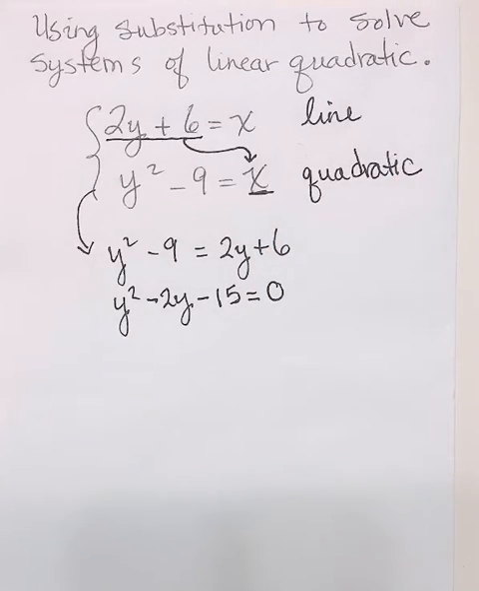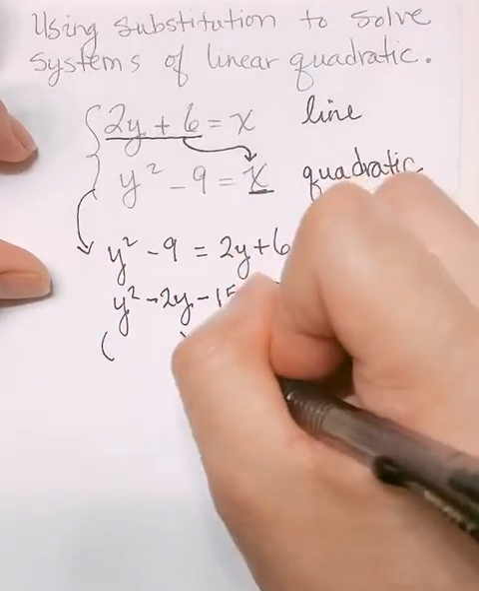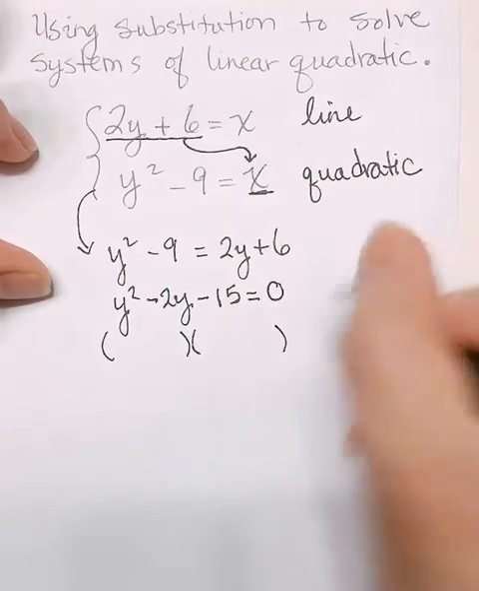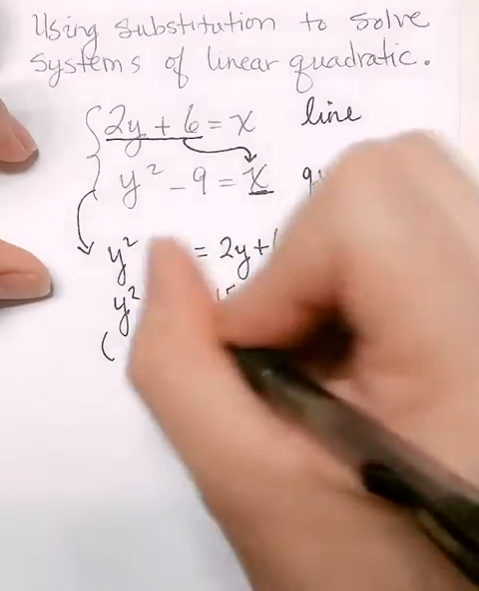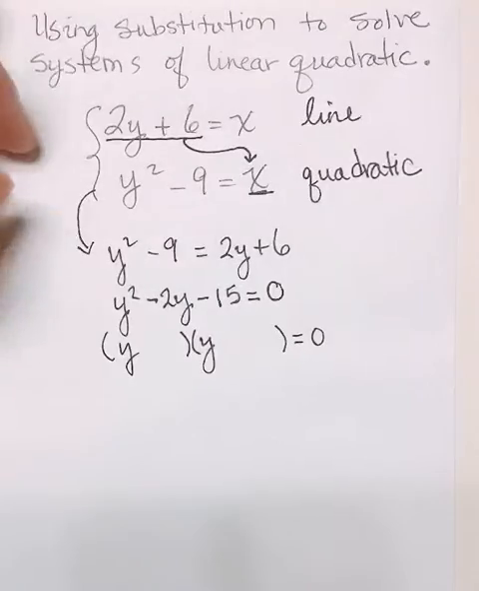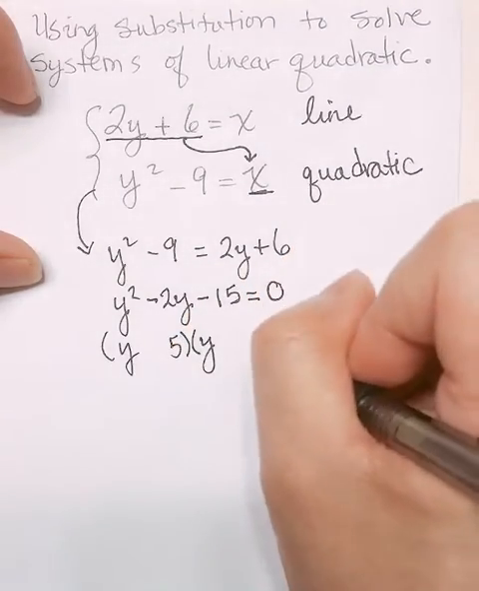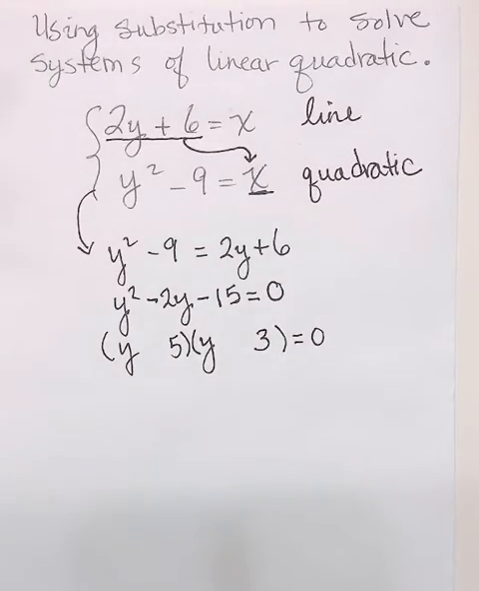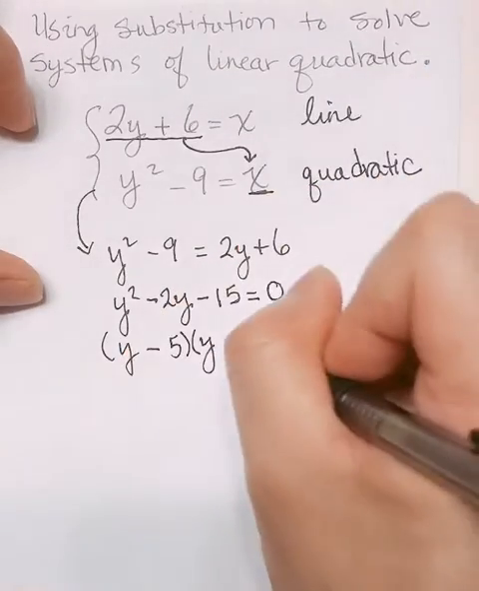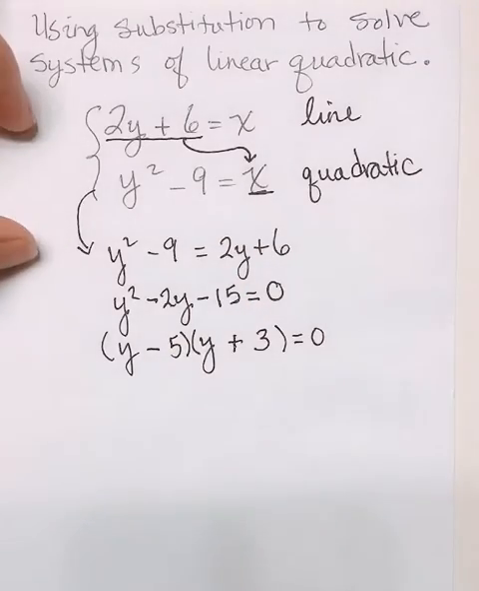Now you're going to have to factor this quadratic, and all of that is equal to 0. We get y and y to get y squared. For 15, we need two numbers that multiply to give 15 and add to give negative 2. Well, I think that's a 5 and a 3. 5 times 3 is 15. Now, negative 5 plus 3 gives you negative 2, so my 5 needs to be negative.